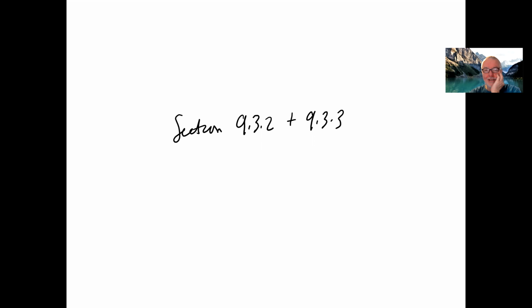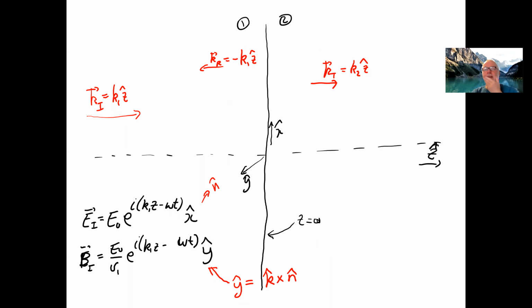And so we're doing section 9.3.2 and section 9.3.3 in Griffiths today. The idea here in 9.3.2 is I have an electromagnetic wave with a k vector in the z-hat direction. And I've got an interface between two materials, which is the z equals 0 plane. And so this electromagnetic wave is normally incident on the interface between two different materials.